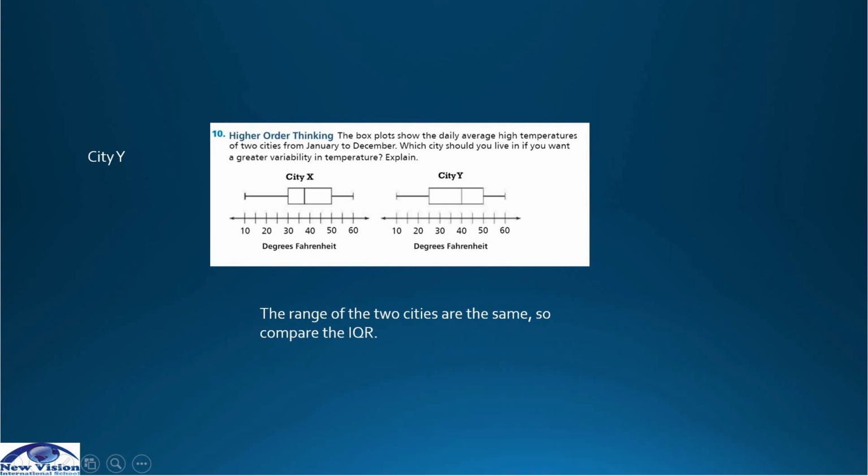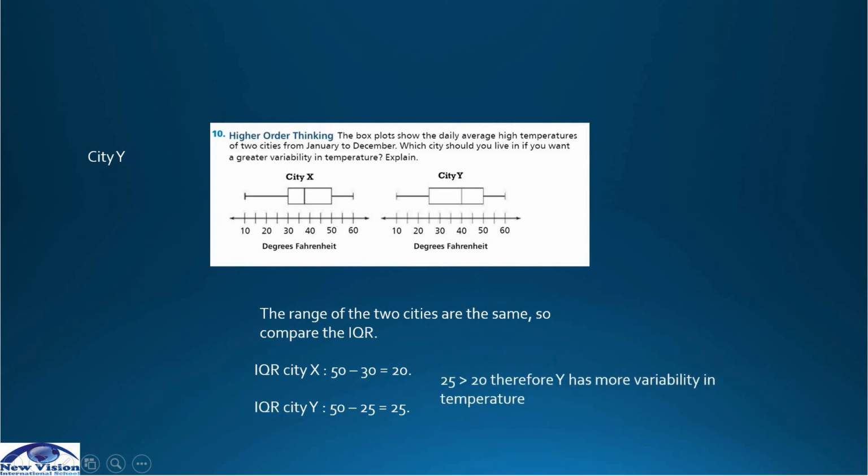Compare their interquartile range. So you will see the IQR of city X is 50 minus 30 equals 20. And the IQR of city Y is 50 minus 25 equals 25. Now, compare these 2 cities. 25 is greater than 20. So, based on that, which city will you live in? You will go to city Y. It has more variability in temperature.